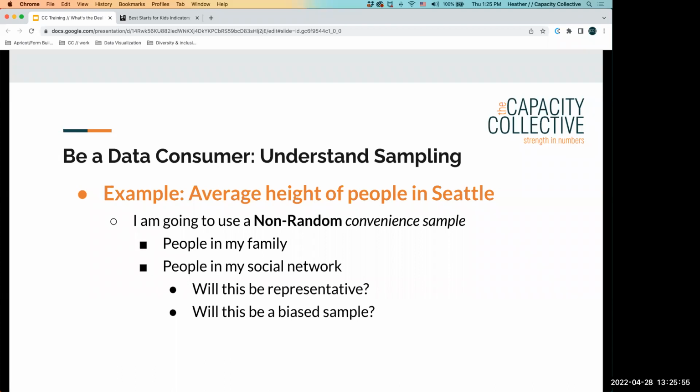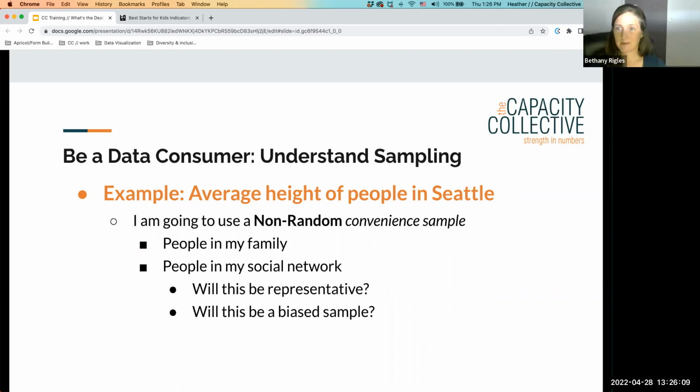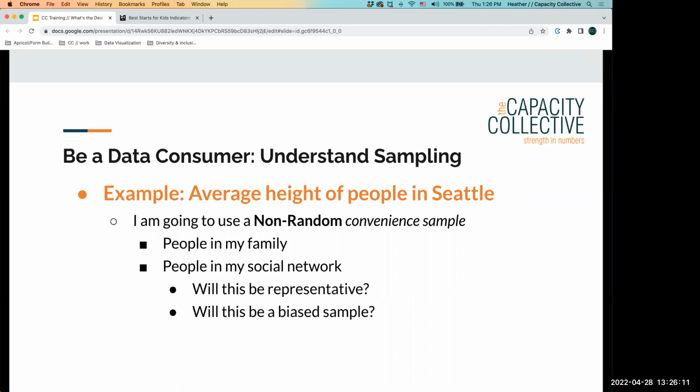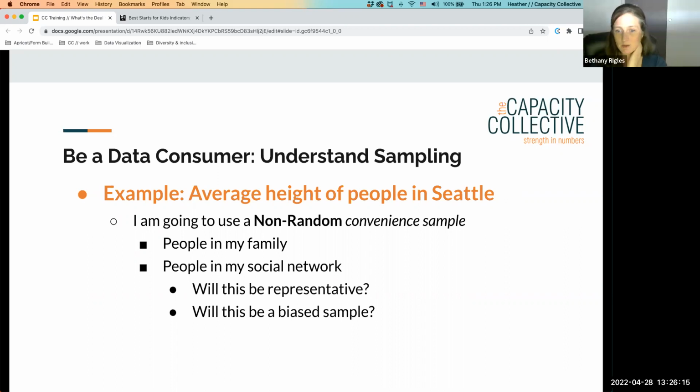If, for example, in my social network there's only women, then I cannot sample that, because the city of Seattle is not only one category. Yeah. Thanks, Sharon. Yeah, that's exactly right. Our social networks tend to be a lot of people of similar sex to us. Anyone else?